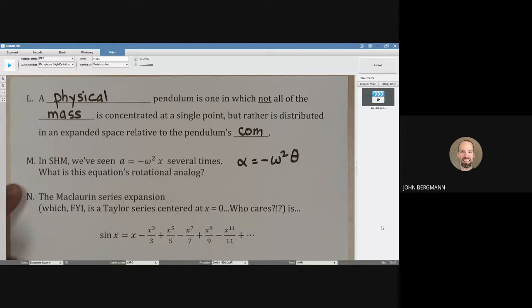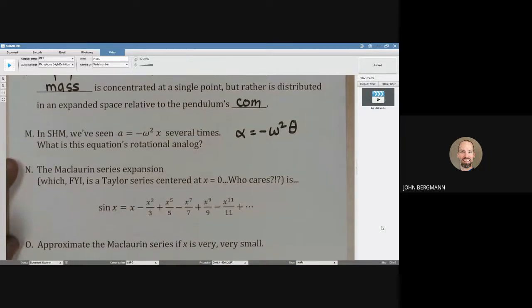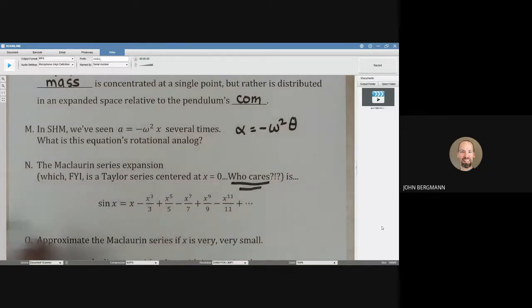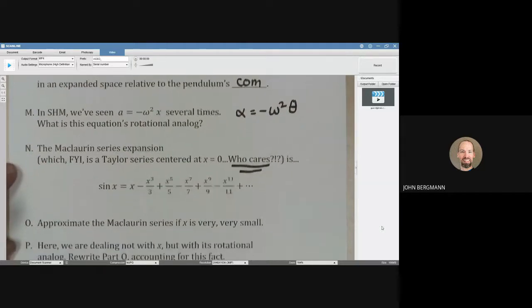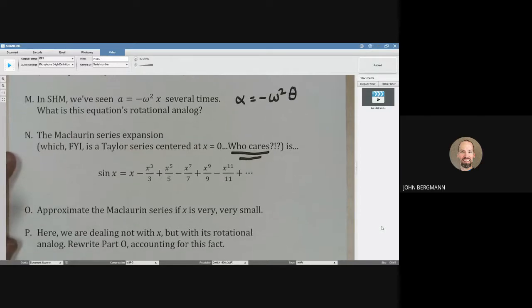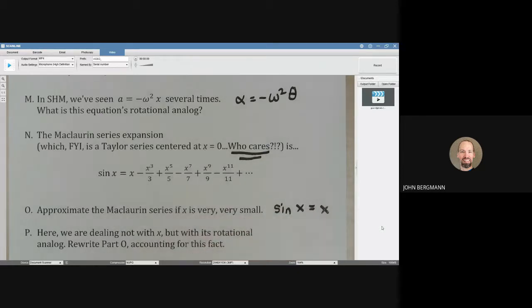Letter N. The Maclaurin series expansion, which FYI is a Taylor series centered at x equals 0, is that right there. Okay. Letter O. Approximate the Maclaurin series if x is very, very small. If x is very, very small, then all of these terms pretty much disappear. So if x is very small, sine x is approximately equal to x.